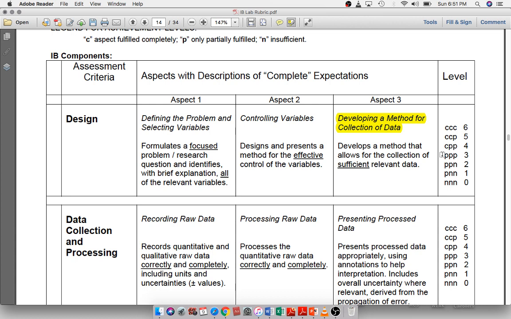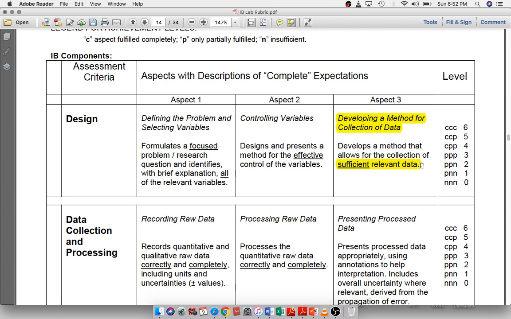This means making sure that you have really good steps for whatever testable question you're going to have. You're going to pick a question, say the variables, and then you're going to actually do the experiment. You'll need to tell me in the design portion what it is that you did. How did you solve the testable questions? What steps did you take? When they say make sure that it allows for the collection of sufficient relevant data, they're saying make sure that your process actually attacks and answers the question that you set out to answer.